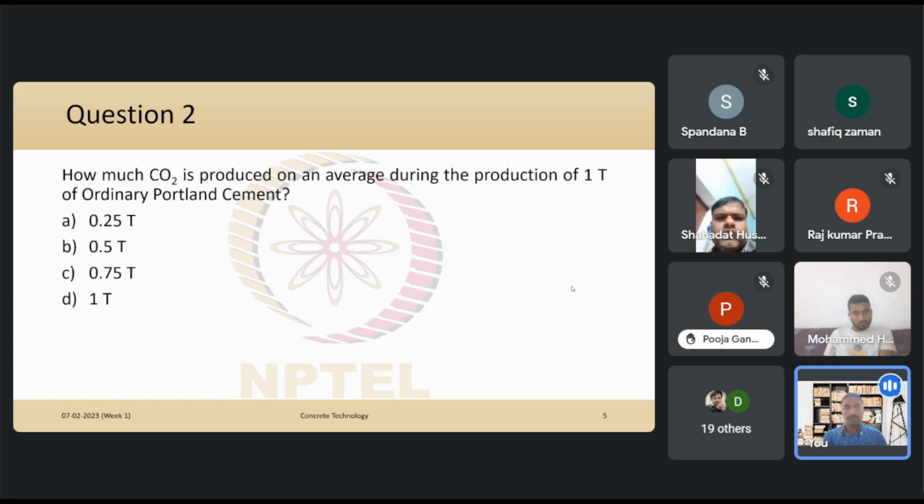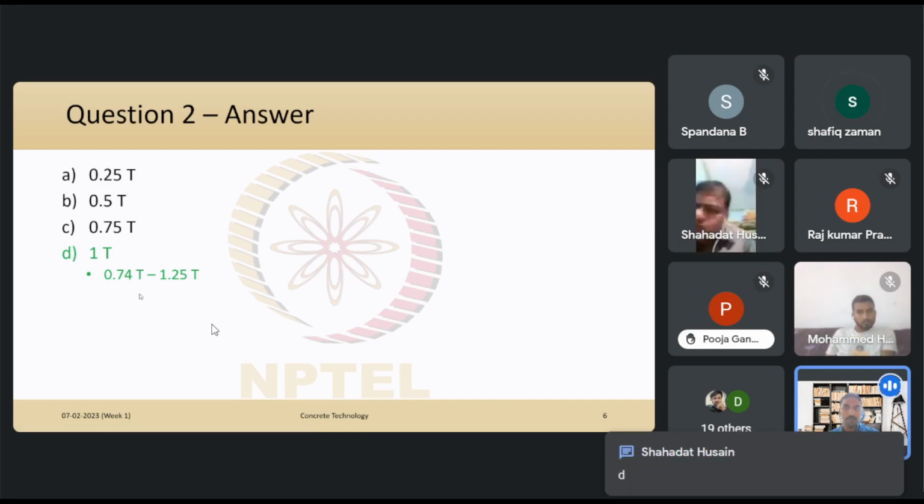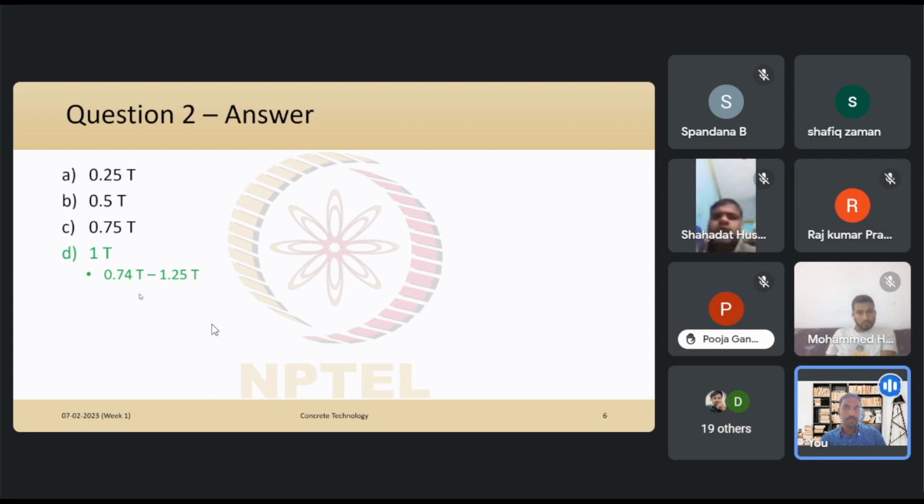Okay, so we have some answers. So most of you have opted for option D, and there is a couple of votes for B and C as well, right? So we look at the answer now. The right answer is option D, 1 ton, right? So the cement production involves the release of carbon dioxide, right? From the use of fossil fuel as well as from the production process itself. So we release a lot of carbon dioxide as a part of this.